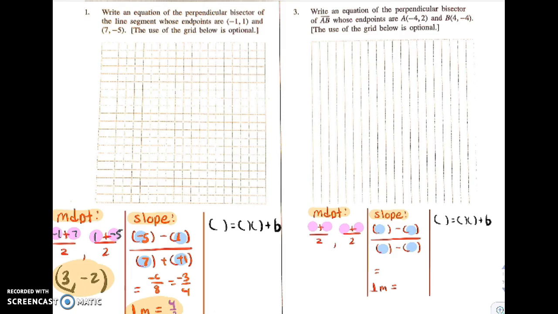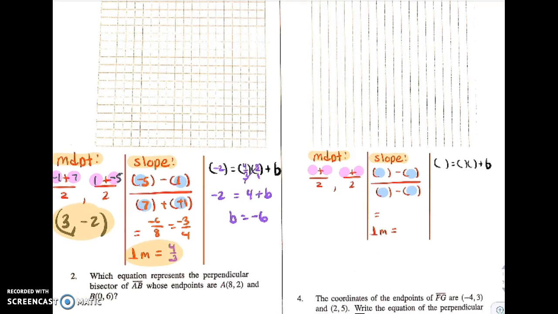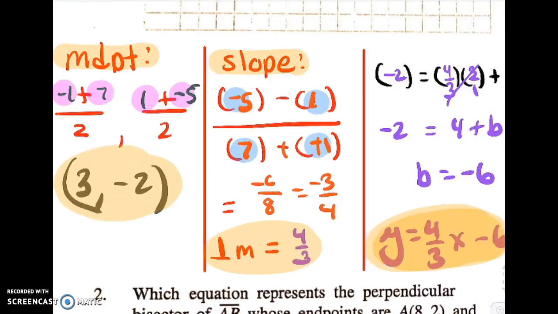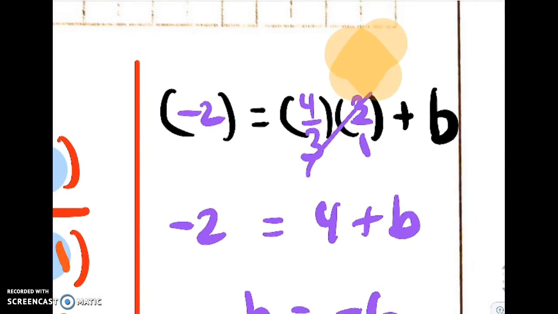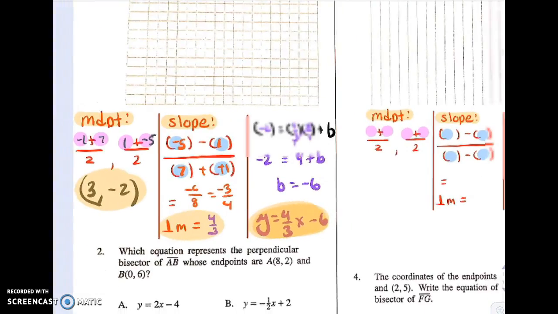Then I plug it in here. There's my 4/3. There's my x. There's my y. -2 equals 4 plus b. Subtract 4 and you get -6. So the equation is y equals 4/3 x minus 6. So I went through that pretty quickly, but you can stop, rewind it, go back. Slope, and then take the perpendicular answer to that. Midpoint, and then plug in your midpoint for x and y, and your slope here, and come up with the equation.